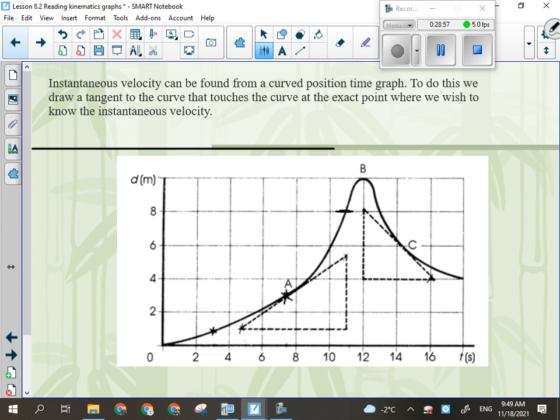And then right after it gets to here, what does the object start to do? Right, it starts to accelerate backwards, until it gets to about here. And then what does it start to do? Well, it looks to me like the line is getting flatter and flatter because it's decelerating. It's slowing down again.